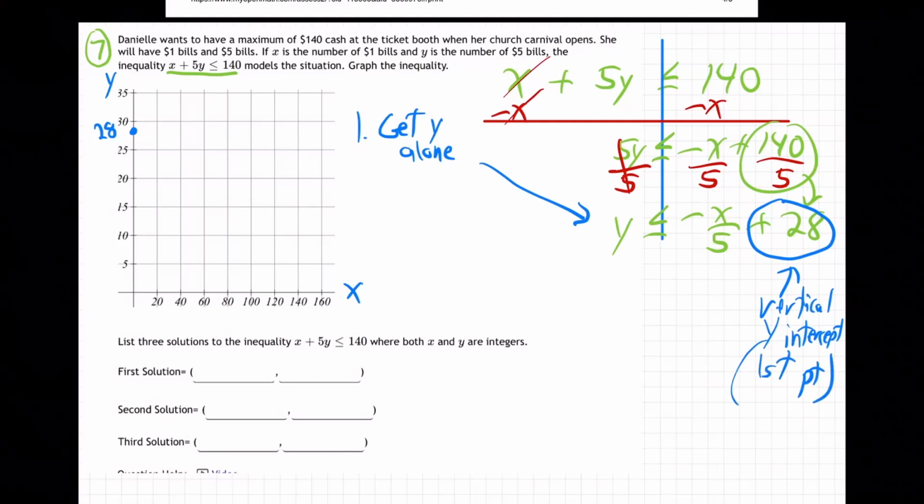Now, how do we get our second point? Well, the next one comes from the fraction in front of X. There's no number up top, which really means it's a 1. It's a negative 1, I should say. And that's rise over run. So remember, the fraction in front of X tells you your rise over run. So that means you go down 1, over 5. Now that's a little tricky to do because these are going by 20s, aren't they? Over 5, be like right there.